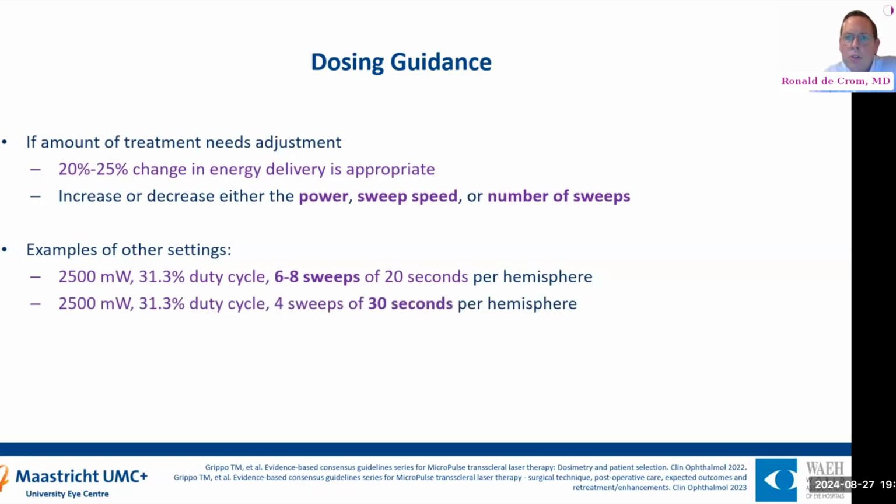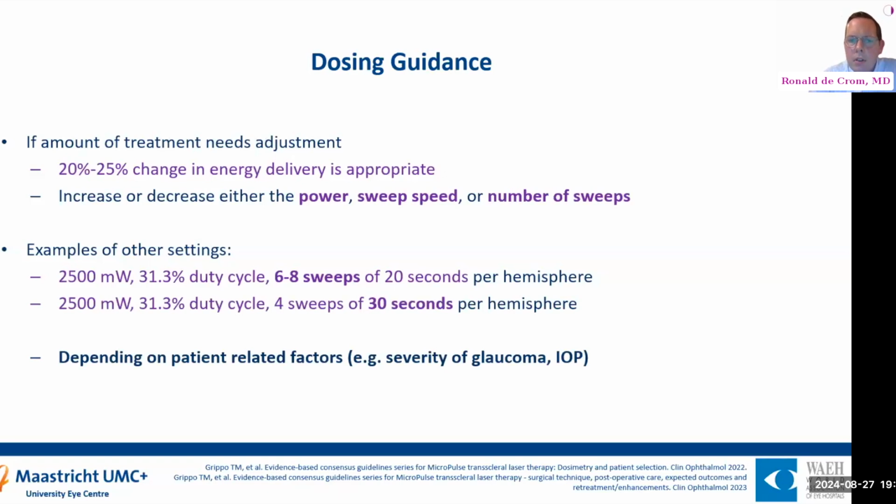Another way to adjust your settings is to make the velocity of the sweep movement slower. For example, you can perform 4 sweeps with a sweep velocity of 30 seconds. It all depends on patient-related factors. So for example, if you've got a patient with a very high intraocular pressure, you can adjust the number of sweeps, or you can decrease the sweep velocity.